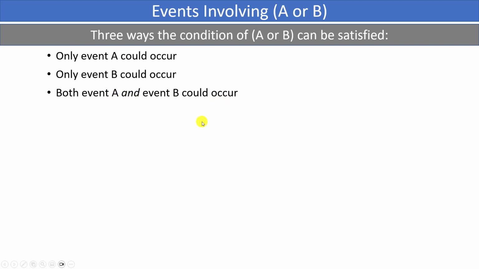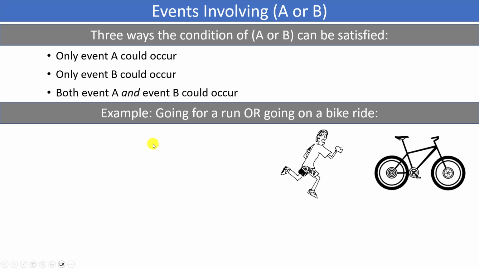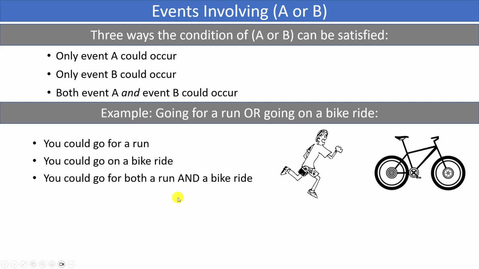So just to give you a little bit of an example here, let's say that I was going to either go for a run or go on a bike ride. To satisfy the condition of either going for a run or a bike ride, we could either go for a run, go for a bike ride, or both go for a run and a bike ride. Some people might think that this third condition would not be included in the or criteria, but usually it is included. If you do both of those two events, then that is usually considered part of the or.